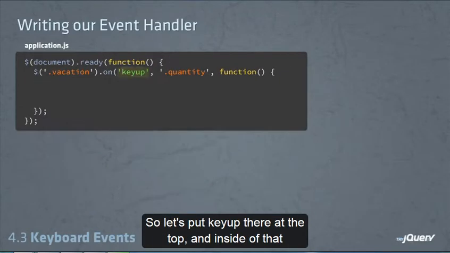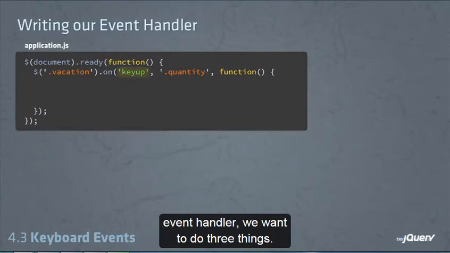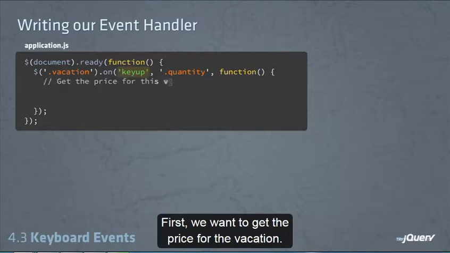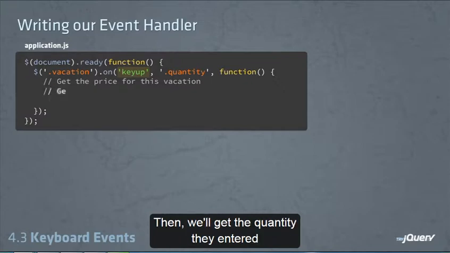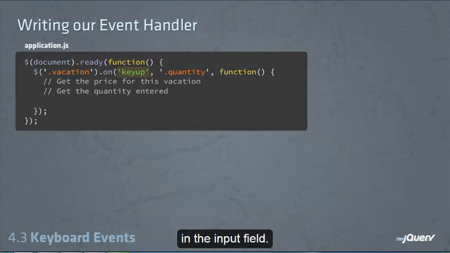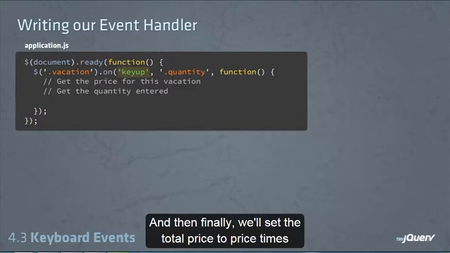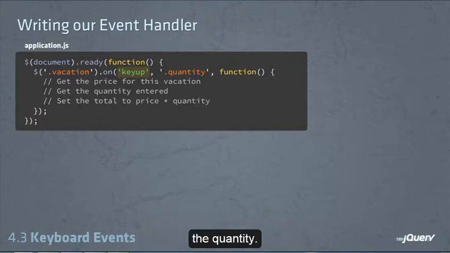So let's put keyup there at the top, and inside of that event handler we want to do three things. First, we want to get the price for the vacation. We can get that out of the data element. Then we'll get the quantity they entered in the input field. And then finally we'll set the total price to price times the quantity.